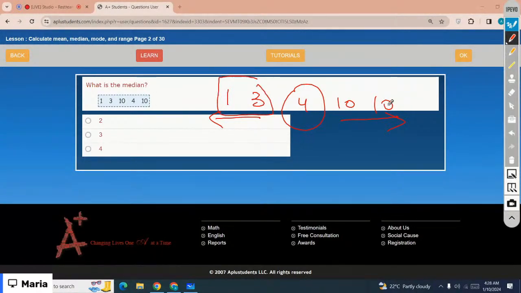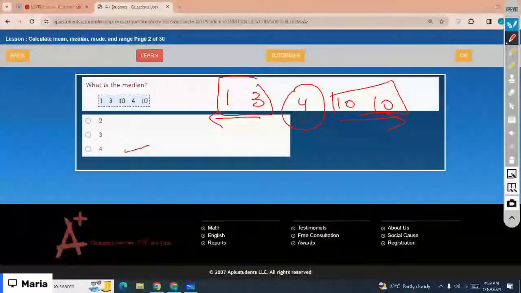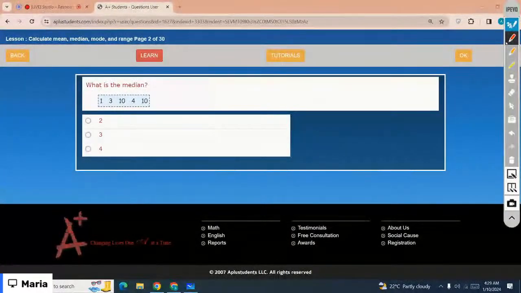So the correct option is 4. 4 is the median of the given data. Got it? Option is 4. 4 is the median.